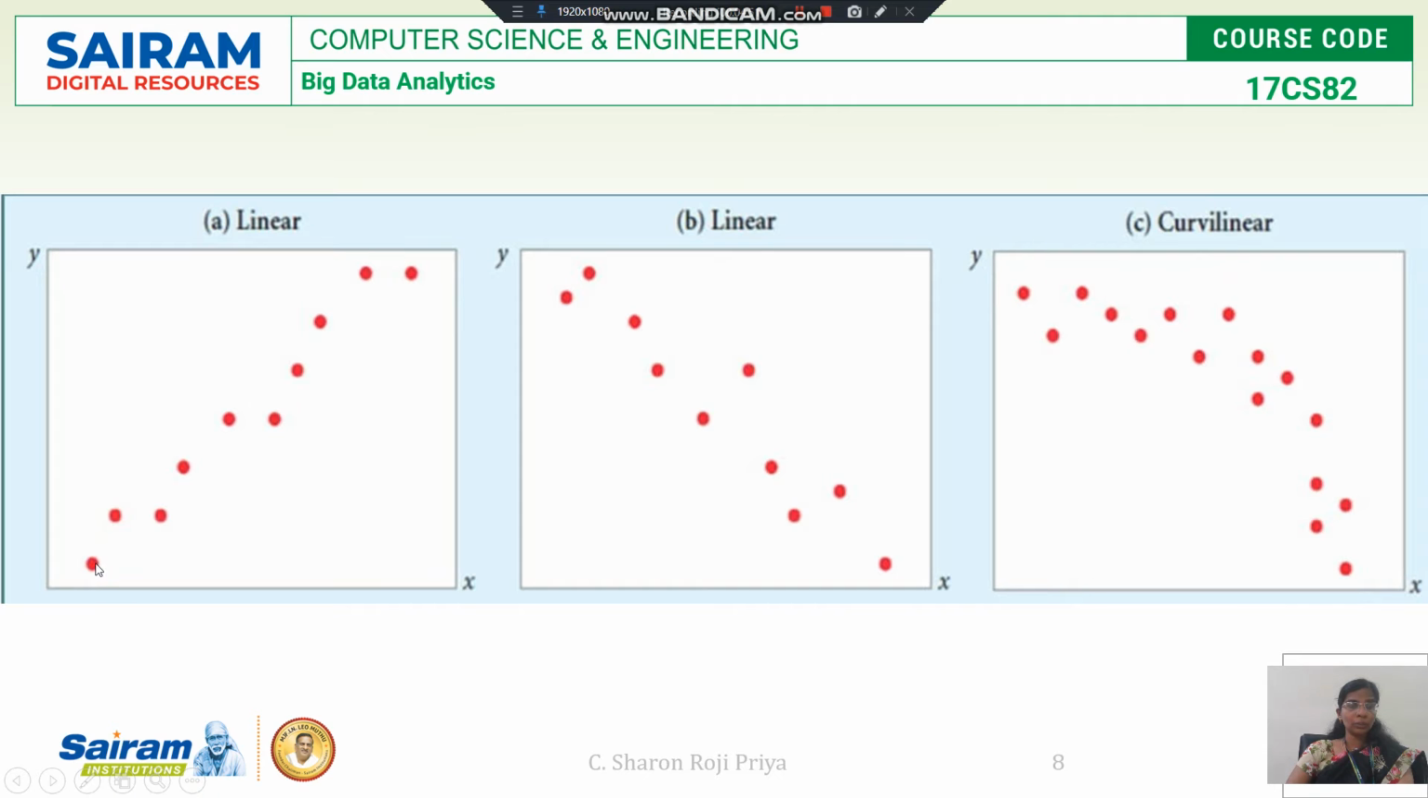See here, this is my first data point. The value of x is a minimum, almost minimum. Similarly, y also is somewhere here. The next value of x is here and the next y is somewhere here. You can see as x increases, y also increases. If you find the best fitting curve for this plot, it should be a straight line.